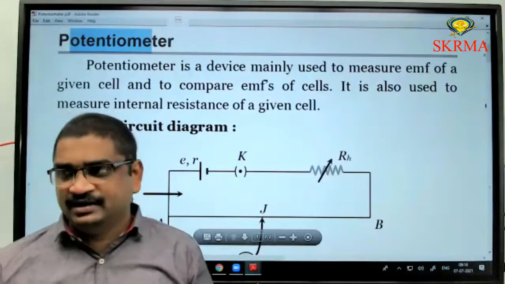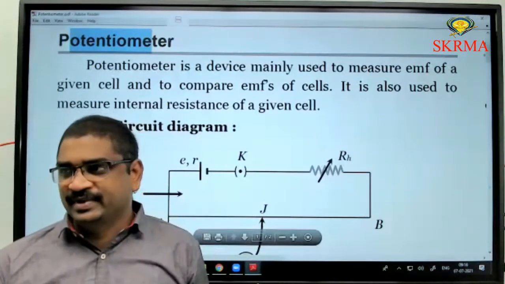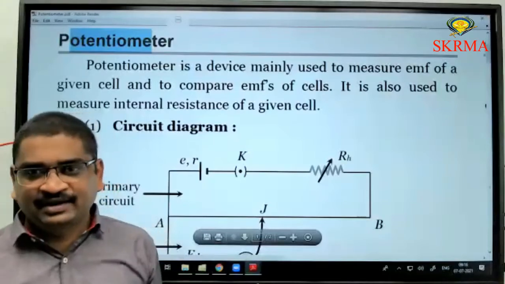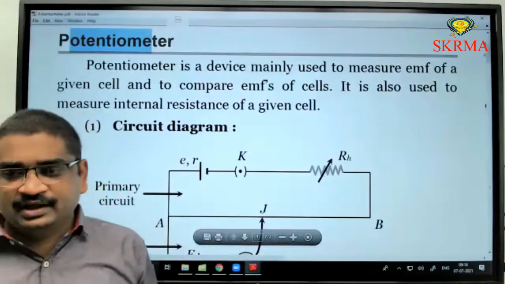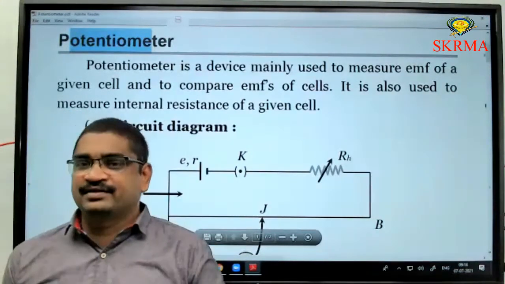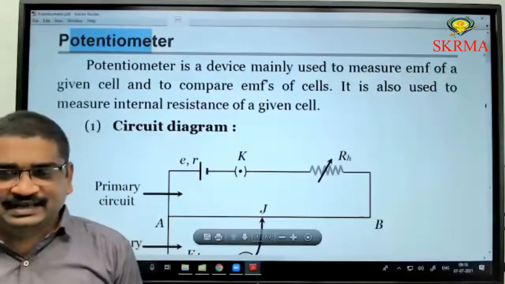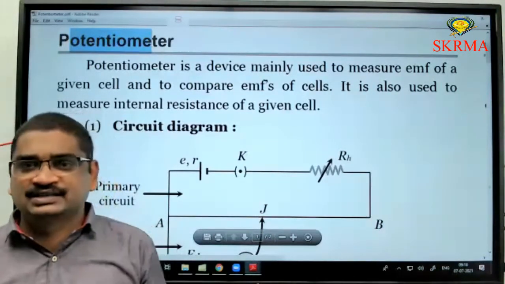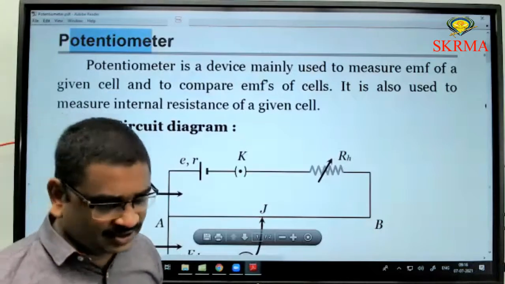So what is the first one? A potentiometer is used to measure the EMF of a cell. The second one is to compare the EMF of two different cells. The third one is to measure the internal resistance of a cell. So these are the main uses.